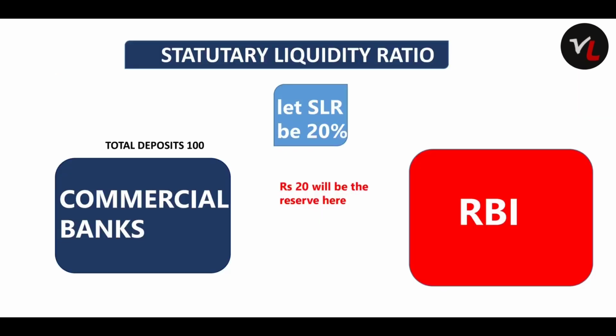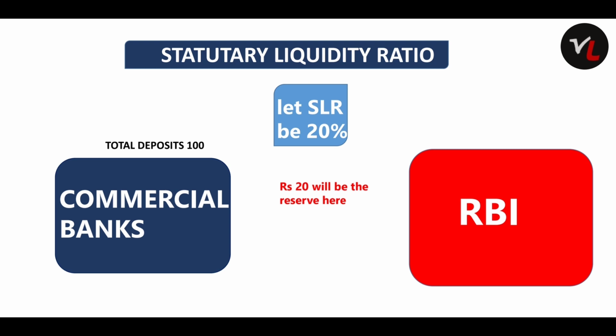So in SLR, a portion of the funds is kept either in gold, cash or reserves with the banks themselves. So this is not permitted for lending. Take an example that commercial banks have total deposits of 100. If RBI notifies that the statutory liquidity ratio is 20%, then you have to maintain 20 rupees from that as reserve, apart from the CRR, that is the cash reserve ratio. So if SLR is notified as 20, you have to maintain 20 rupees as reserves with the commercial banks themselves, and only 80 is available for lending.